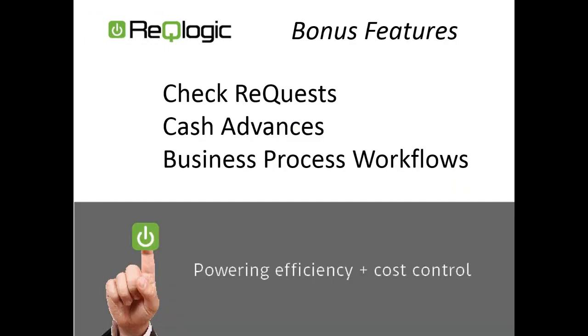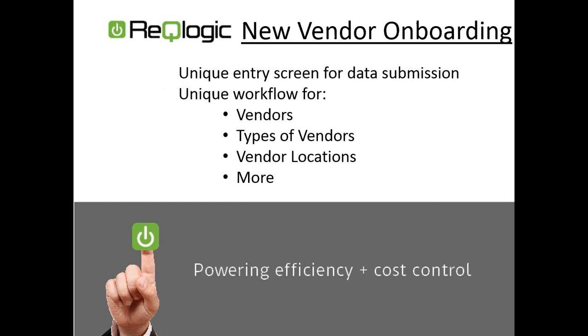So we talk about things like check requests and cash advances, as well as something that we call business process workflow, although you can call it business process optimization or just workflow or whatever you choose. But think about that as those things where you want some kind of a control on the process, as well as some kind of an audit trail after the process. That's just business process workflow, and that's stock standard within ReQlogic. Some of our customers use it for a variety of things.